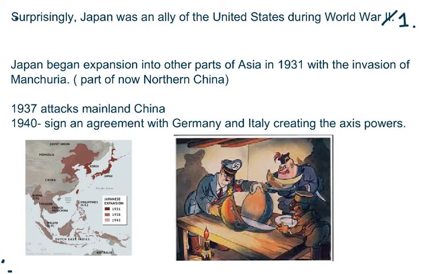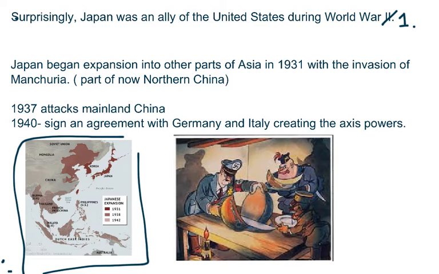After the attack on Manchuria, in 1937 these attacks continued, and they attacked mainland China. If you look at the map down below, you can see how Japan was slowly starting to increase their control of the Pacific region. Eventually, Japan starts gaining more and more attention, and in 1940 they signed an agreement with Germany and Italy, creating what is now known as the Axis powers.